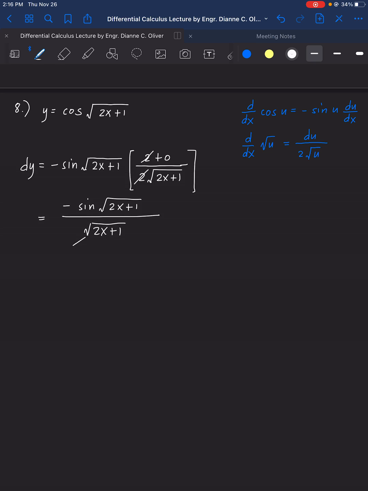Now remember, you cannot cancel this one out. If you cancel this one out, then the answer will be negative sine of what? Negative sine of 1? No. You cannot cancel the denominator with the angle of sine. So this is the answer of number 8.